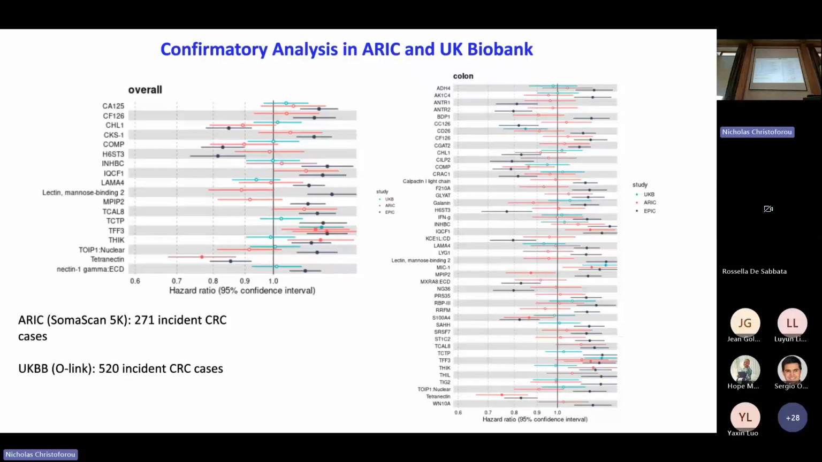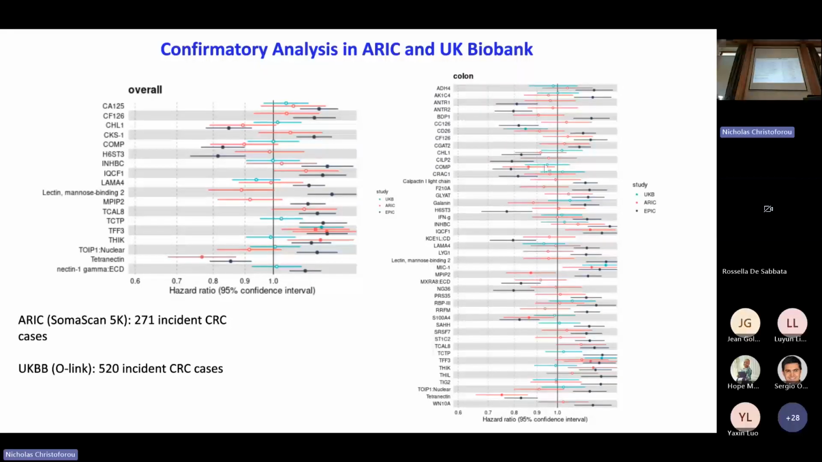So we tried to perform some kind of validation analysis within ARIC and UK Biobank, and we did see some consistency across the cohorts. Around half the proteins which showed significant associations in EPIC, we were also able to look at within the ARIC cohort. And we saw that around 10 to 15 of them also showed consistent associations, or at least directionally consistent, even if they weren't significant.